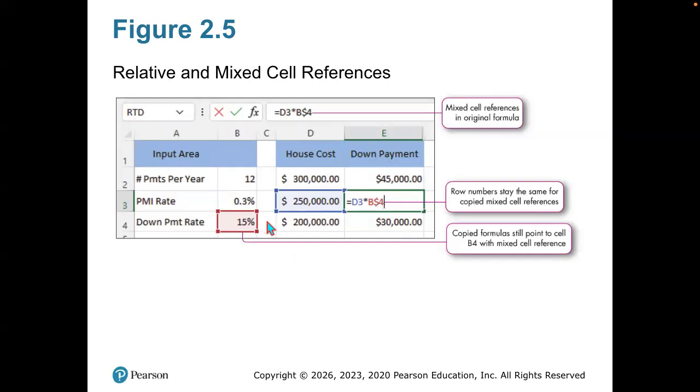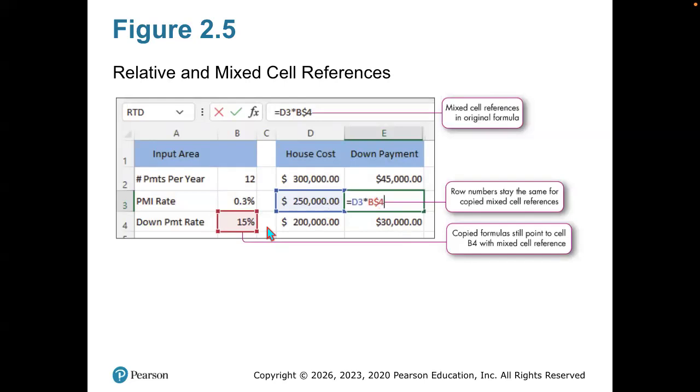So this is going to end up referring to this box over here, which is actually going to create an error because nothing is in this box. But if there was like 20% in this box over here, then it would become D3 times our 20%.